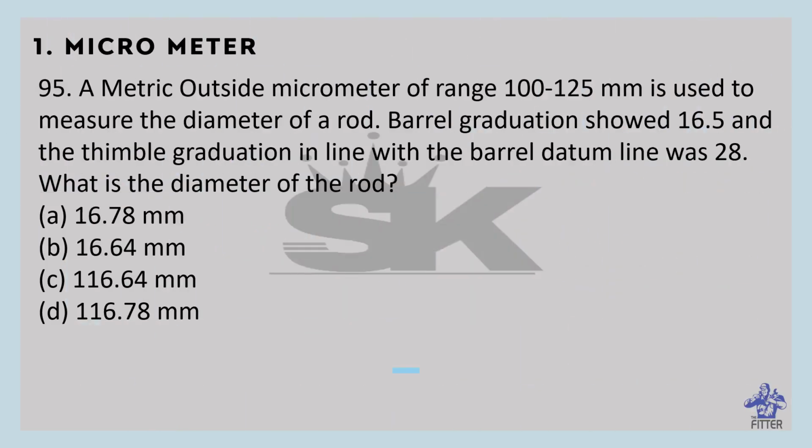A metric outside micrometer of range 100 to 125 mm is used to measure the diameter of a rod, and the barrel graduation showed 16.5, and the thimble graduation line with the barrel datum line was 28. So what is the diameter of the rod? So here the micrometer range is 100 to 125 mm.